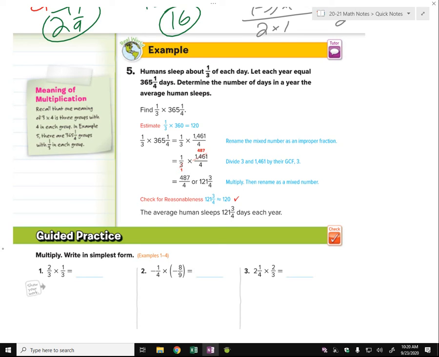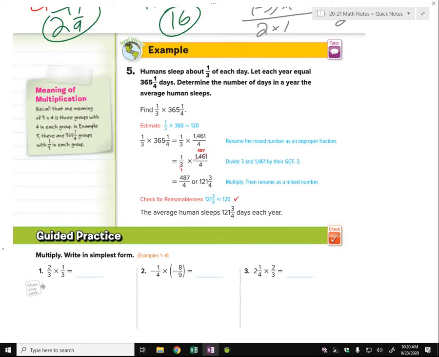That's a huge number, and it surprises me that they are doing improper fractions, but that might be easier than multiplying 1/3 by 365, but they're still demonstrating this huge number. So we have 1/3 times 365 and a quarter. It's 1/3, and then 365 and a quarter as an improper fraction is 1,461 over 4.